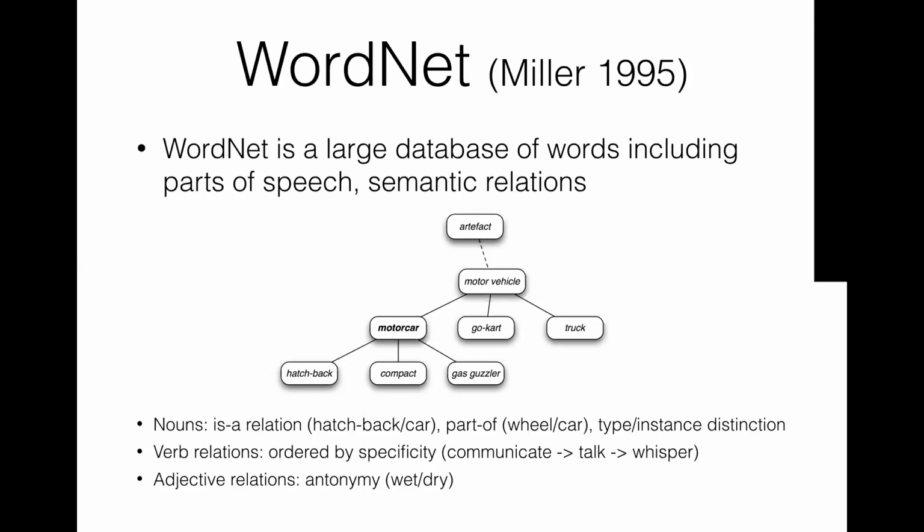So why can we do semantic similarity evaluation using WordNet? It's because if you look at the central part of the graph, where motor vehicle has three children, motor car, go-kart, and truck, these three words at the same level of depth in the graph can be considered as synonyms, and that helps the construction of semantic similarity evaluation datasets.